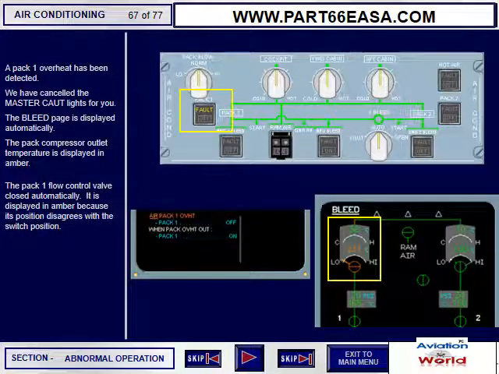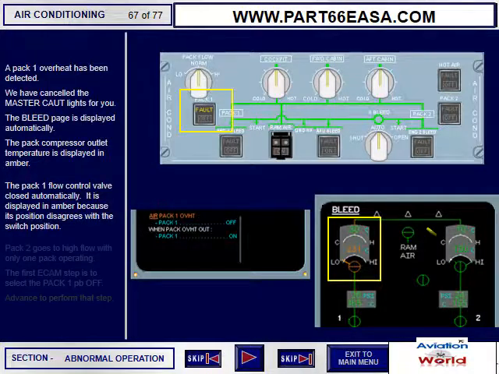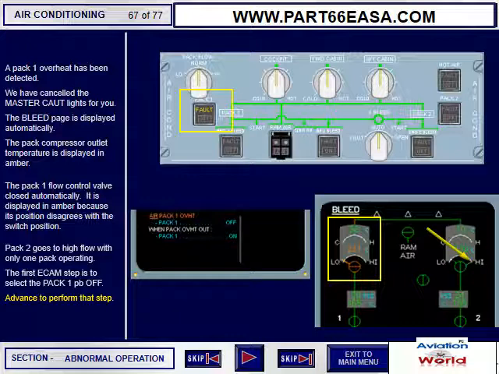It is displayed in amber because its position disagrees with the switch position. Pack 2 goes to high flow with only one pack operating. The first ECAM step is to select pack push button 1 off. Advance to perform that step.